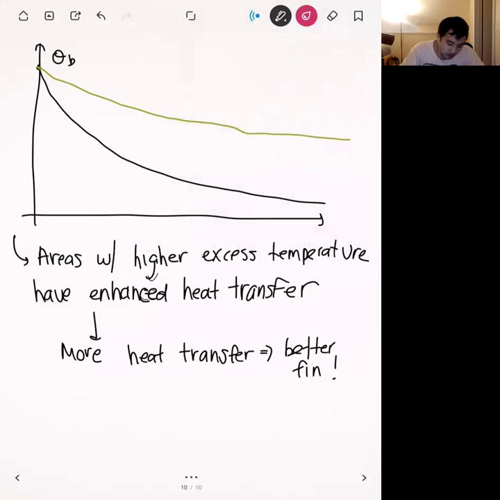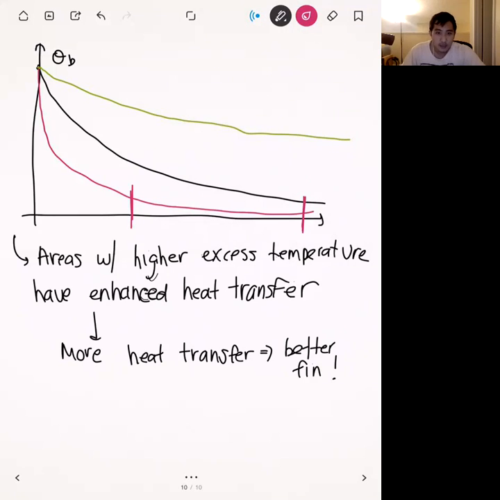Versus a case where you have something that looks like this, okay? And so in the red right there, what we see is that the temperature decays almost immediately. And so for all of these areas here where we have basically no temperature difference, we're getting no heat transfer because there's just no temperature difference between the fin and the fluid, okay? And so an effective fin will keep that temperature difference really high, and thus the exponential decay is slower, okay?